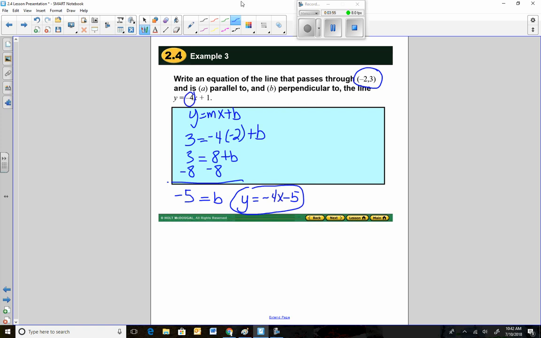Now part B says to find a perpendicular line. So we have to write it again. y equals mx plus b. Now this time we can't use the -4 slope. We have to use the perpendicular.